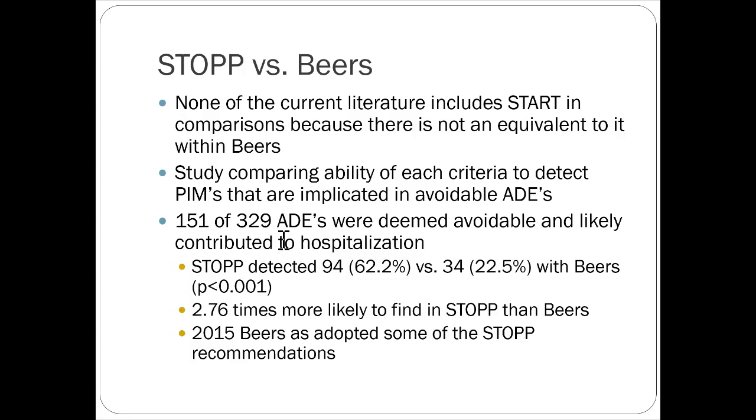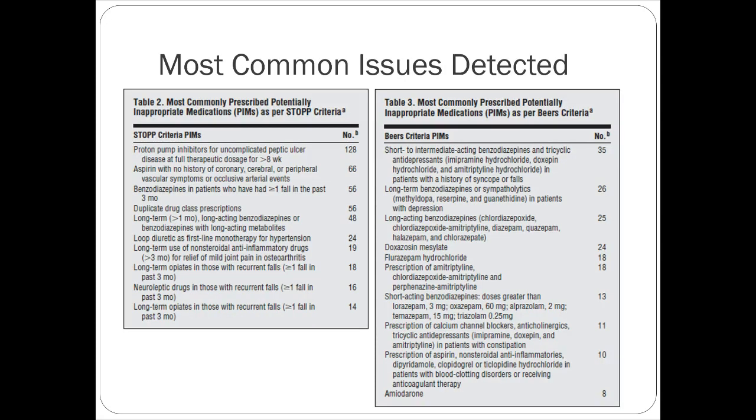So it's like warfarin, for example. What if somebody wasn't being monitored appropriately? That's an avoidable thing. What if somebody could have been reversed earlier or something like that? Those are the questions that would come up with some of this stuff. All right, 2.76 times more likely to find STOP than Beers. And again, the 2015 Beers recommendations adopted some of the STOP criteria to make up for their discrepancies.